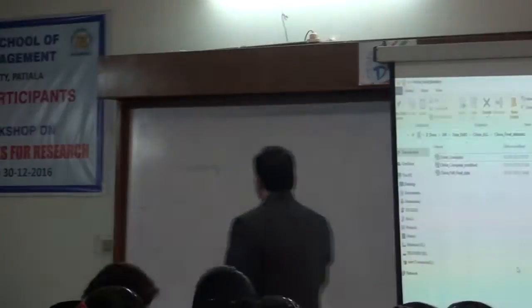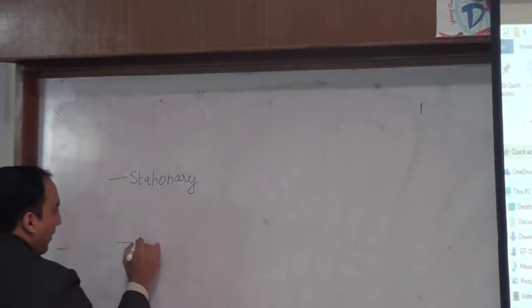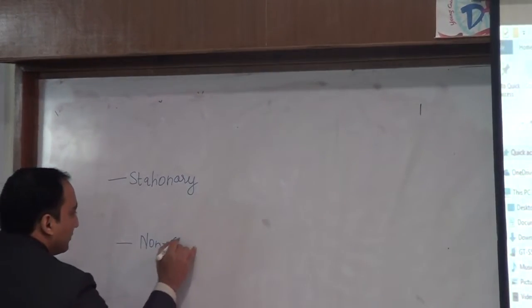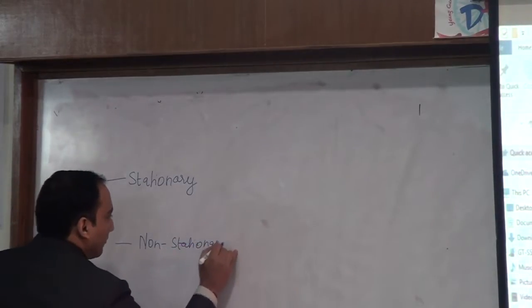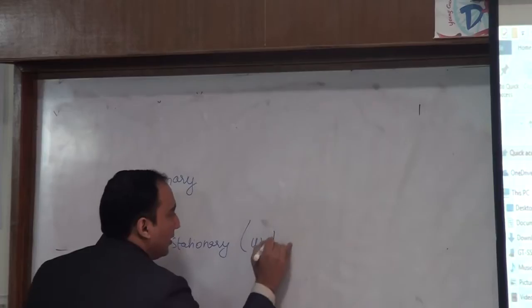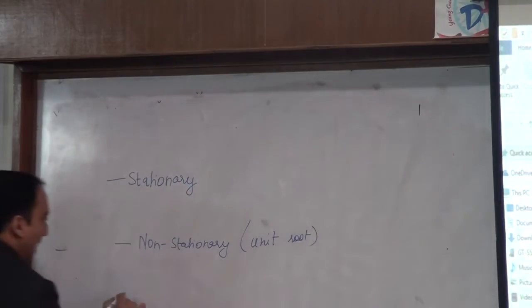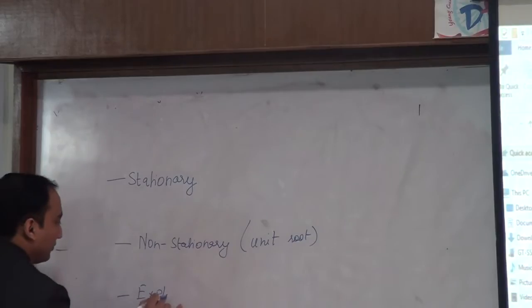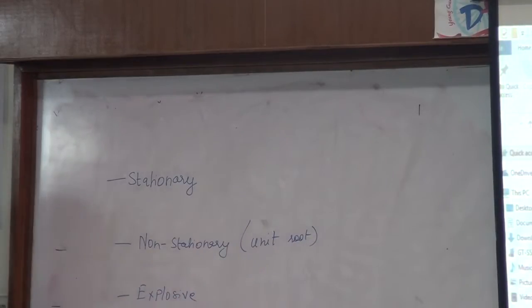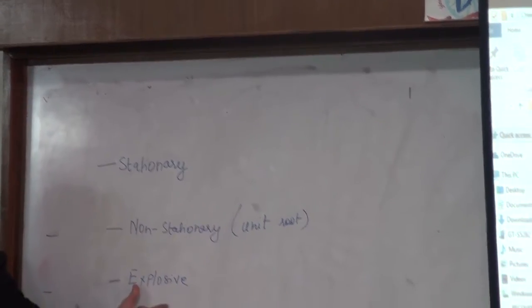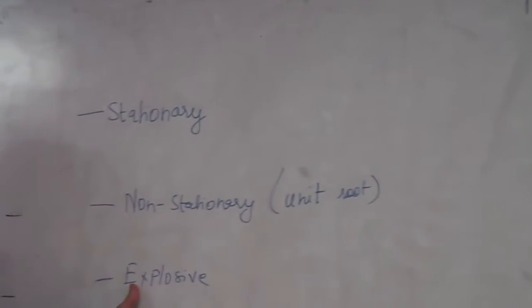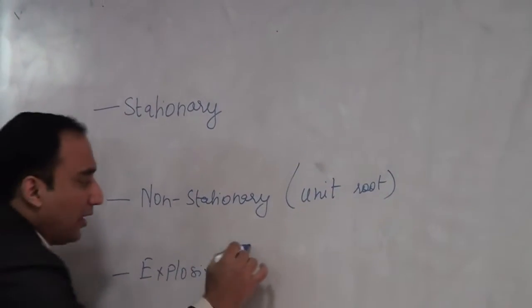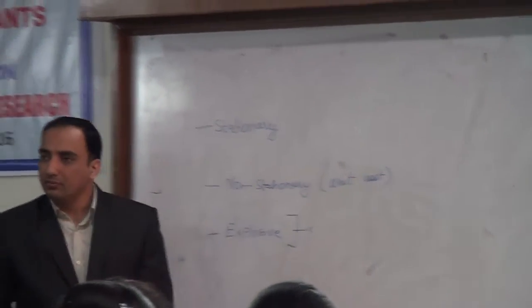So I have a stationary process, then I have a non-stationary process, which is also called a unit root. And then I have an explosive process. Now, this process is very difficult to handle and difficult to model. This is done in very advanced stages. Hence, we will not be discussing it.